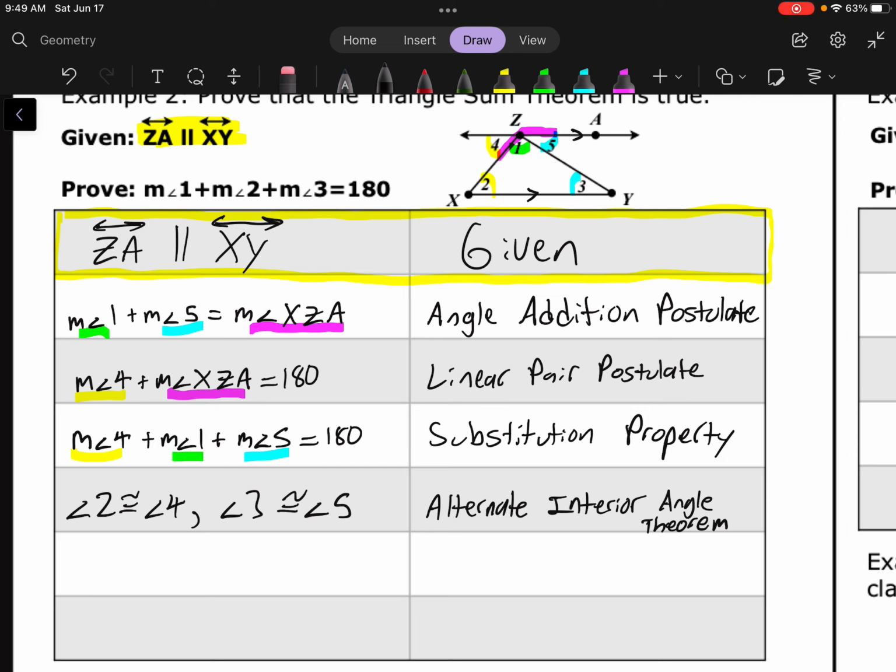Now, we're super close because some of you guys can probably see that all we have to do is replace 4 with 2 and 5 with 3, and then we have what we were trying to prove. But the problem is that what we just said was that these angles are congruent and not that their measures were equal. So we got to take one more step here to convert those congruencies into equalities using the definition of congruence.